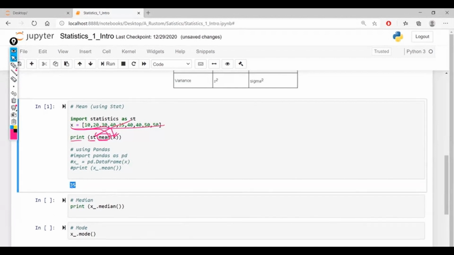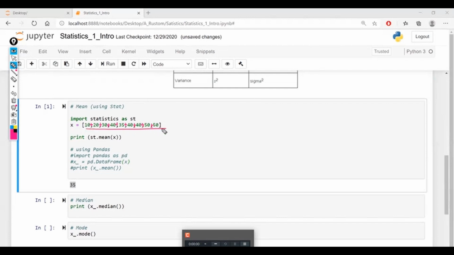So 35 is basically the mean here. How did it happen? It just added all the data, like 10 plus 20 plus 30 plus 40 plus 35 and so on, divided by how many data points? 1, 2, 3, 4, 5, 6, 7, 8, 9. So you can add it manually and try to find it, and you'll be able to get the same number. There is no deviation here. There is no difference in what you are going to get. Everything will be the same, right? That is basically a mean.